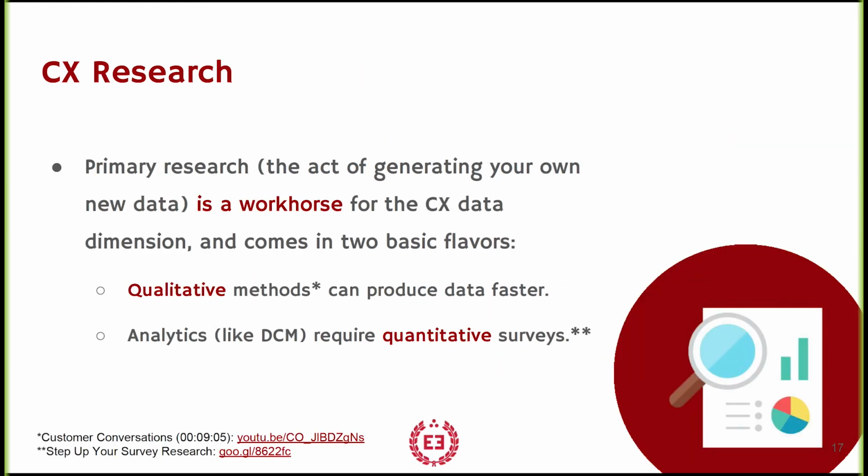And then CX research. I said I'd come back to this and I talked about its origin, its type of data origin is mostly survey. It's primary research. You're generating the information yourself. And it really comes in 2 basic flavors. Qualitative methods, which are faster and cheaper and quantitative methods like surveys. And the links here in the bottom left are our separate lectures on those two approaches. I'm not going to go into much detail about what they are. You can go watch those if you're interested.